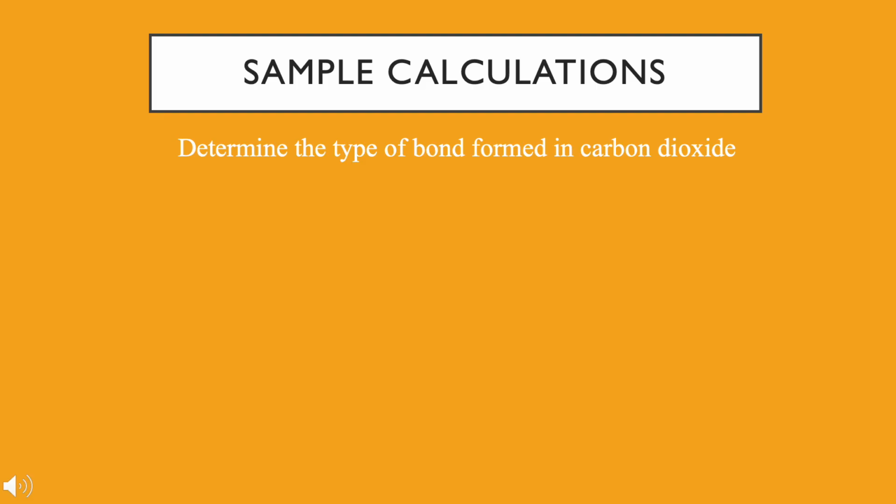The next sample calculation revolves around determining the type of bond that is formed in carbon dioxide. I urge you to try this out on your own and then go to the next slide when you want to see the correct solution.